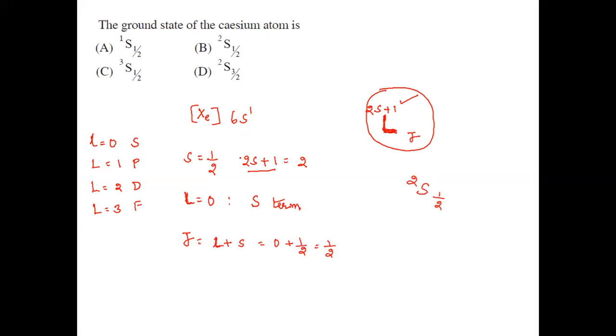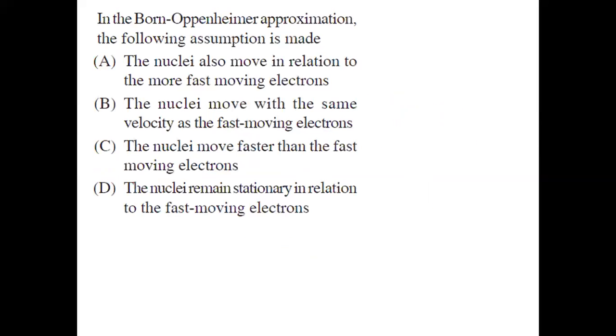In our case, the L value is 0, so instead of L equal to 0, we can place the S term. This is the spin multiplicity: the spin multiplicity is 2, a doublet. For half-filled and more than half-filled shells, the J value is L plus S. So L is equal to 0, S is equal to 1/2, and L plus S is equal to 1/2. So doublet S 1/2 is the ground state of the cesium atom.